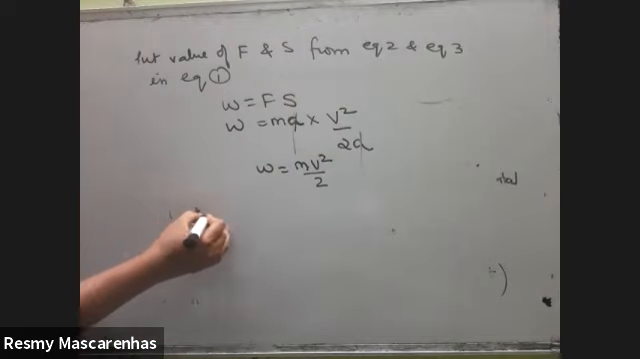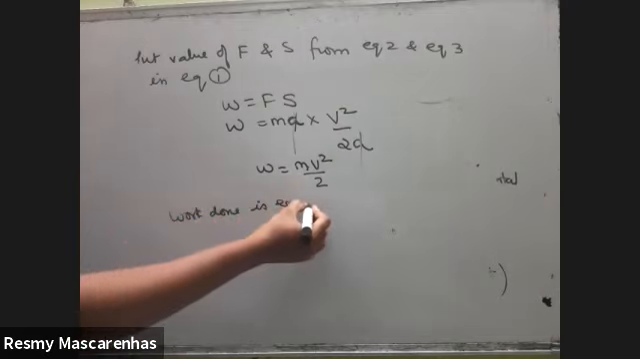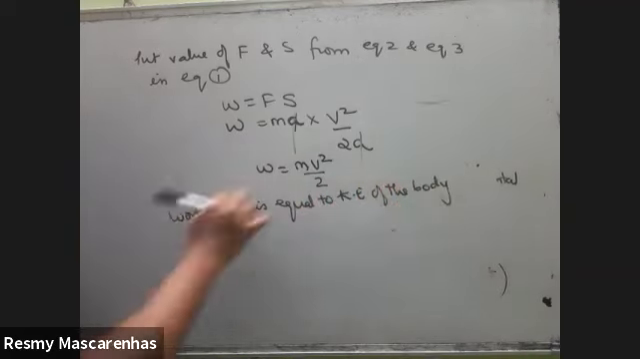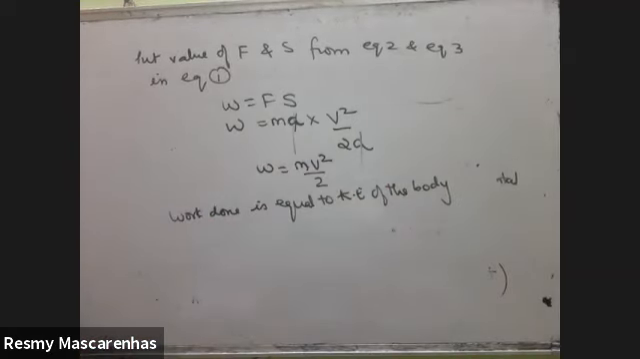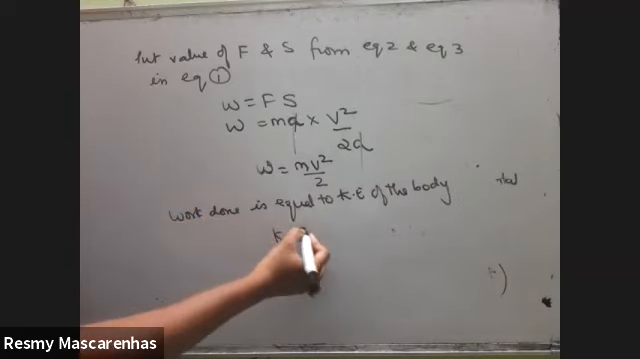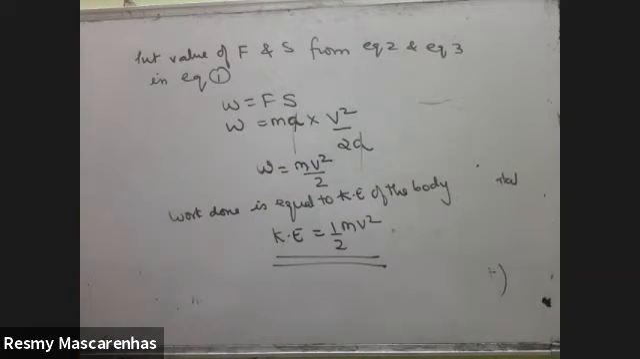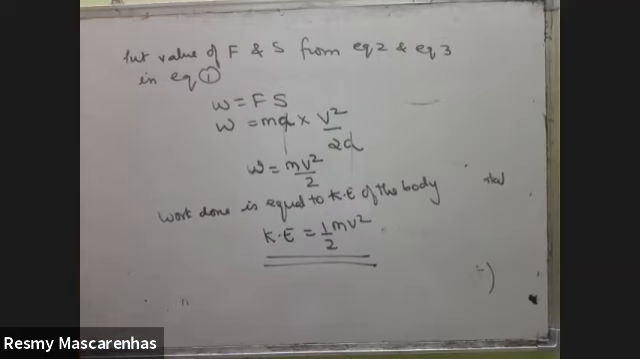So work done is equal to nothing but kinetic energy. I told you always, work and kinetic energy are almost the same. So instead of work, you can also write it as kinetic energy. This is the derivation for kinetic energy. This was when the force was constant.